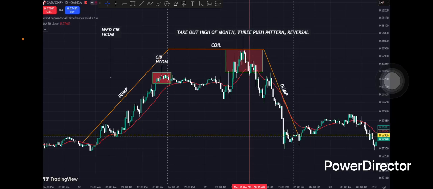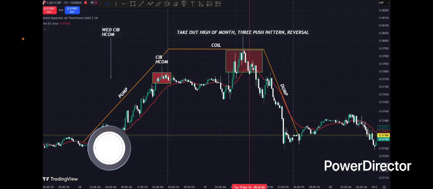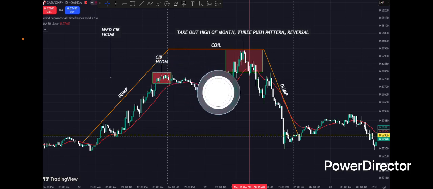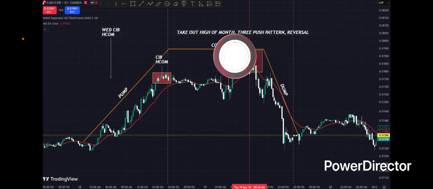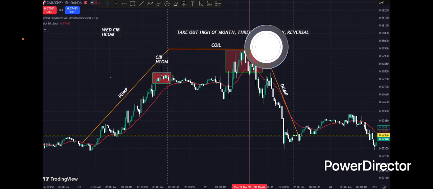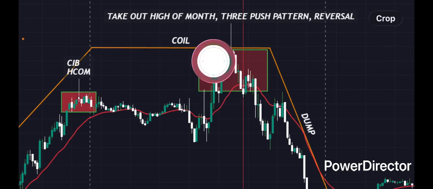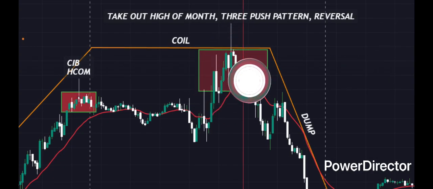Here's a close look at the same type of setup, but on the Canadian dollar, Swiss franc. All right, here's a Wednesday close and breakout at the high of the month. Okay, we're at the highest closing price of the month with a close and breakout signal. Right, and you can see we pump up, close and breakout. This market coils sideways and then pumps up going into the New York Open, taking out that highest close of the month, taking out the high of the month period. Okay, we get a nice little 3 push pattern into the high before failing.